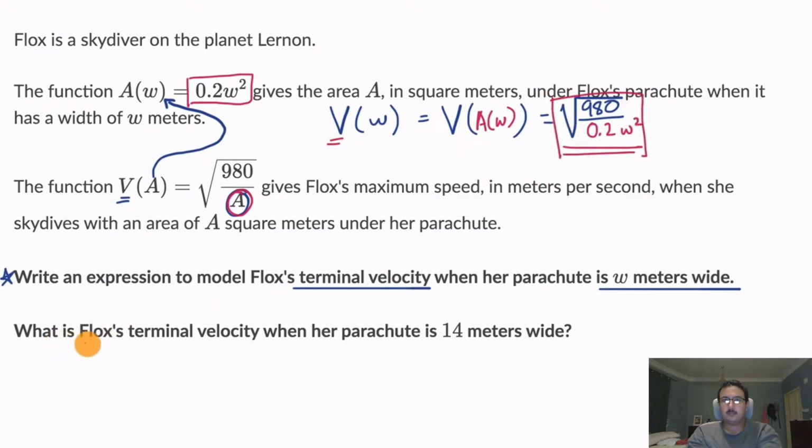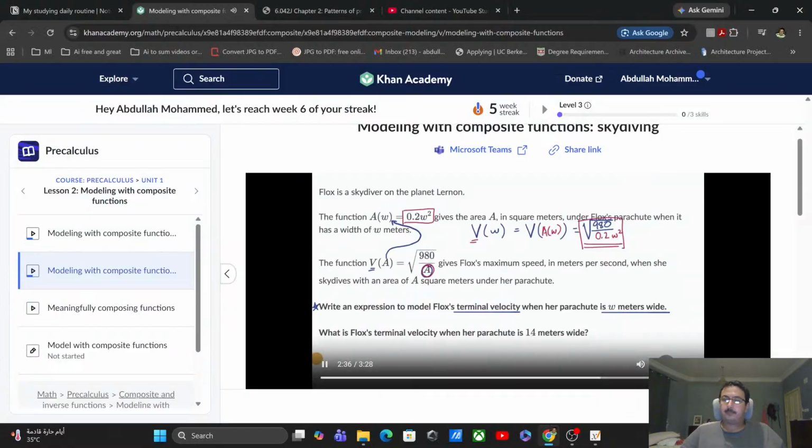So that's what we have right over there. And then the next part, they say, what is Phlox's terminal velocity when her parachute is 14 meters wide? Well, then we just have to say, okay, W is 14. Let's just evaluate this expression.